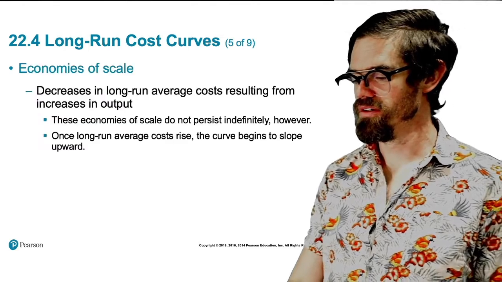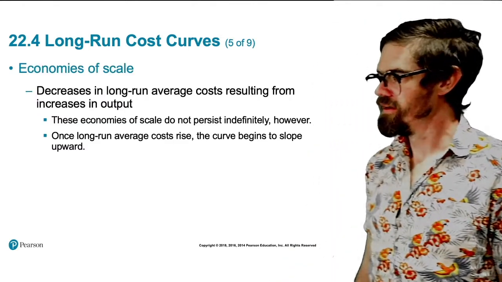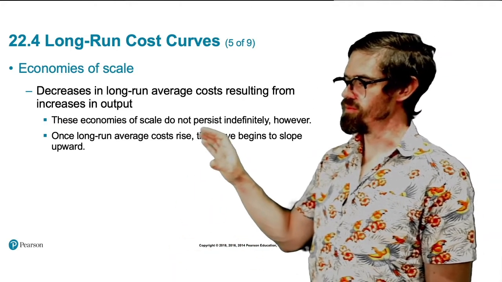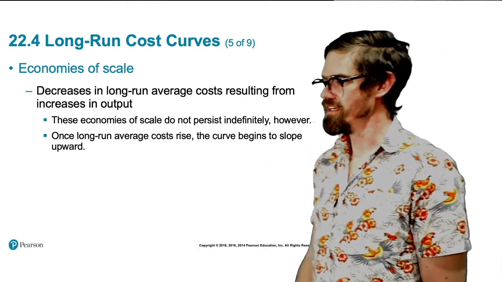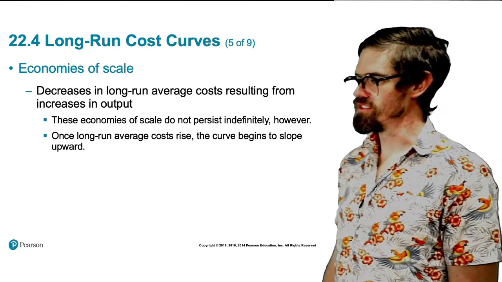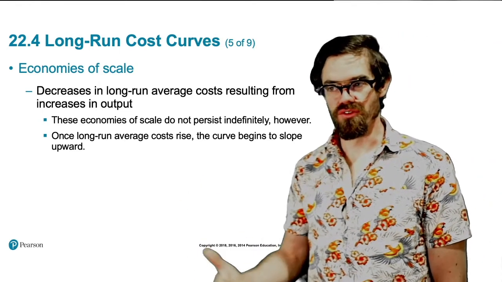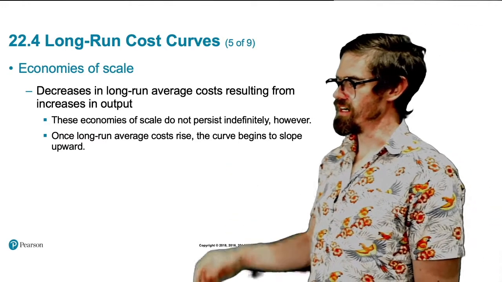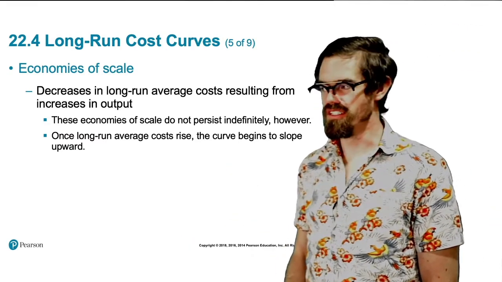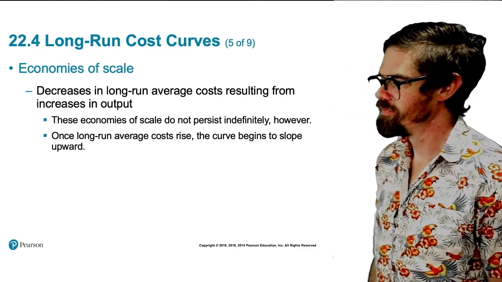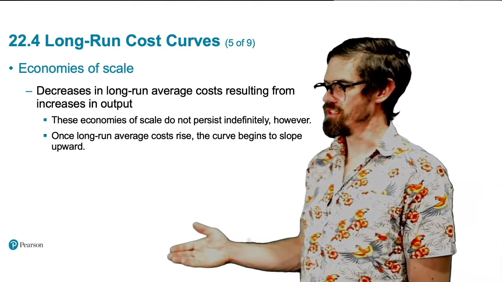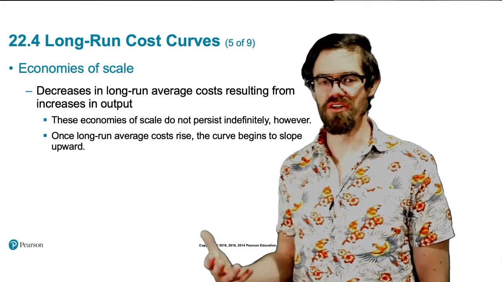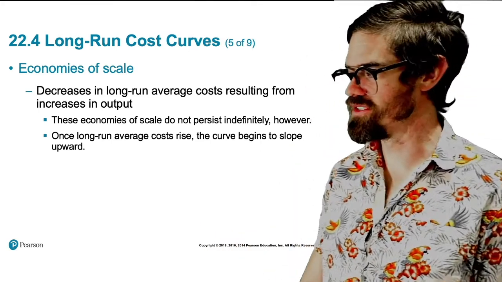Okay, so again, economies of scale, this is where the firm is experiencing decreases in its long-run average costs resulting from increasing its output. Now, of course, these economies of scale don't persist indefinitely. And once the long-run average costs begin to rise, the cost curve begins to slope upward, and we no longer have economies of scale.